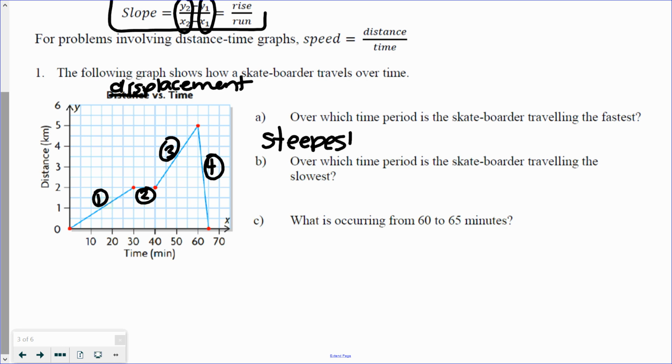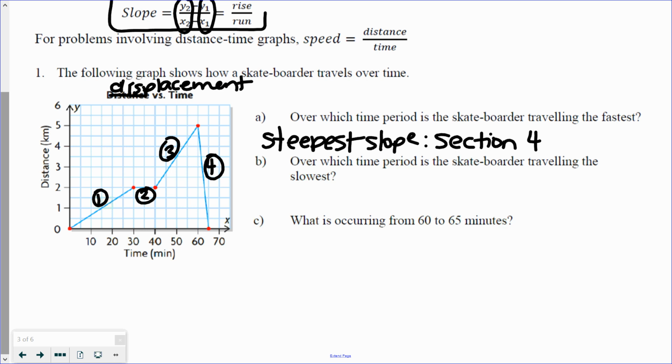So steepest slope. And it looks like our section 4 would be our steepest slope. So it's covering the most amount of distance for the same amount of time. It's in total traveling 5 kilometers in 5 minutes, whereas everywhere else it's traveling 2 kilometers in 30 minutes. In section 3, it's in total traveling 3 kilometers in 20 minutes. So that section 4 is the steepest slope. So that's when they would be traveling the fastest.